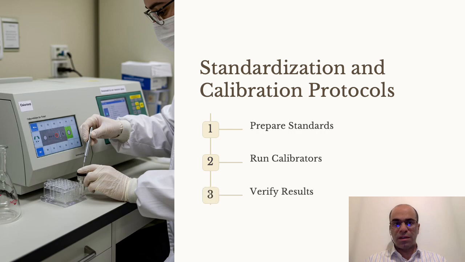Number three is verifying these results. Run quality control samples with predetermined acceptable ranges to validate the calibration curve. If QC results fall outside acceptable ranges, troubleshoot and repeat calibration as necessary. Okay, these are the three main parts in standardization and calibration protocols.